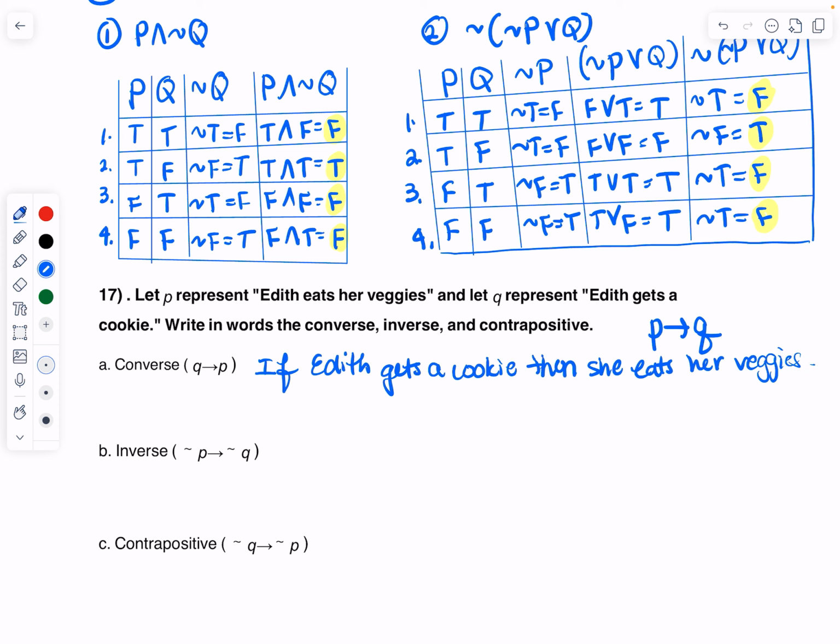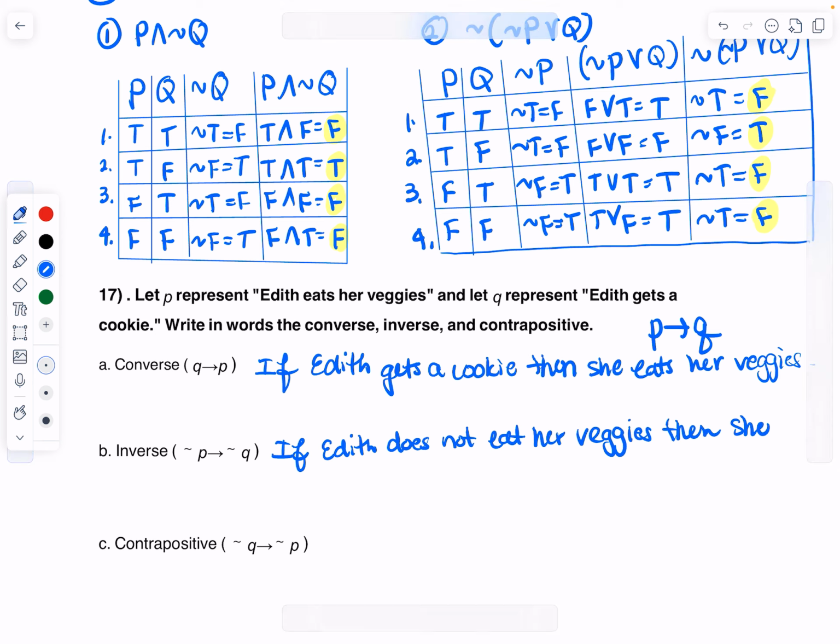Okay, let's do the inverse. So we have a negation of P, then negation Q. So negation of P is going to be, if Edith does not eat her veggies, then she, now I need negation Q, does not get a cookie.